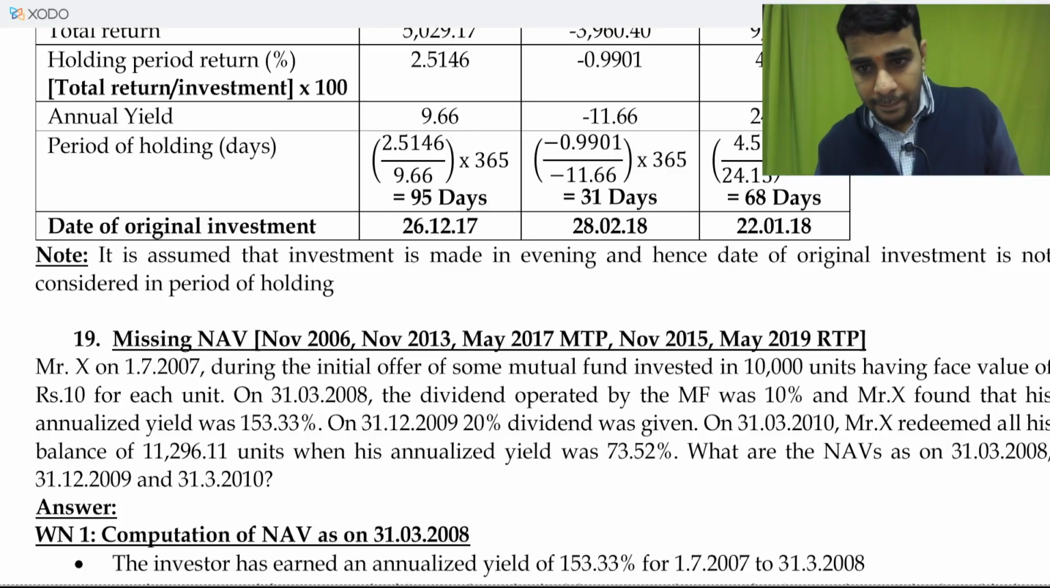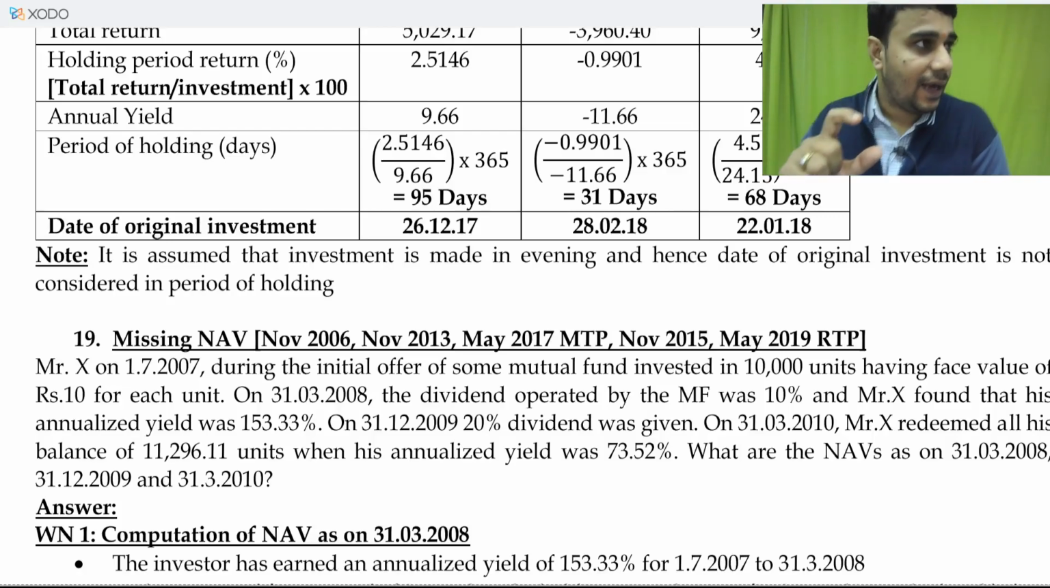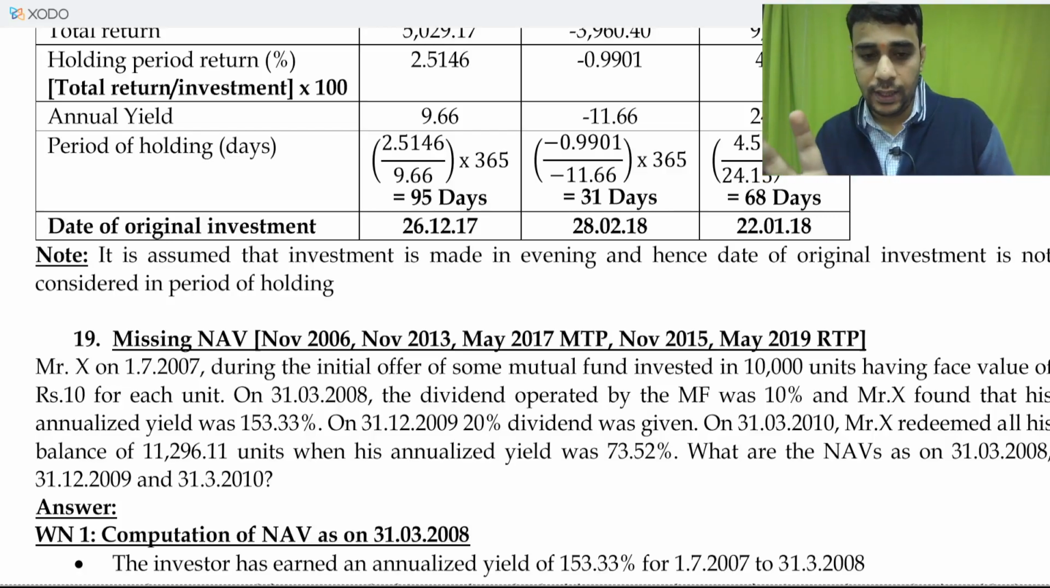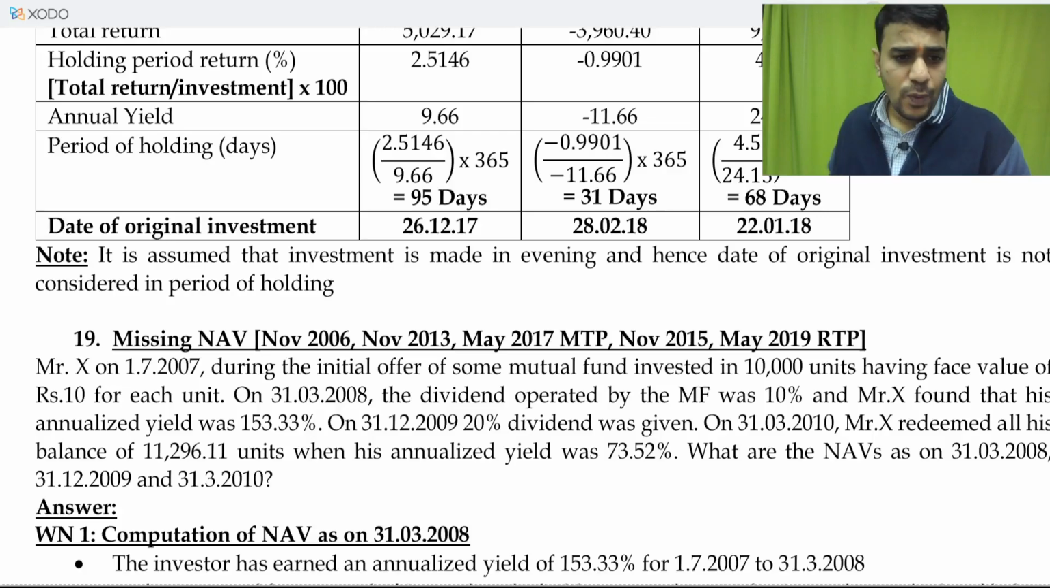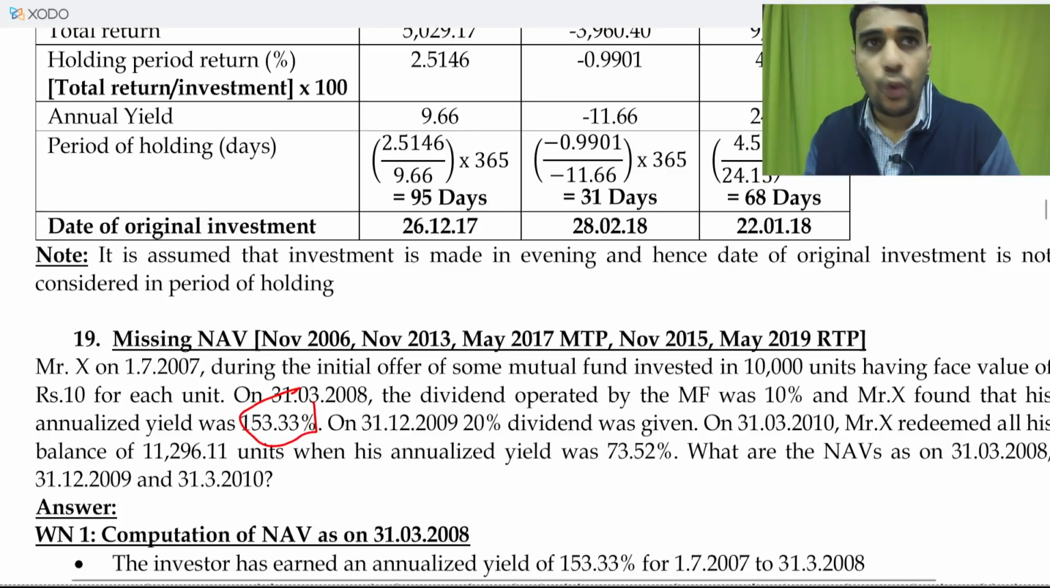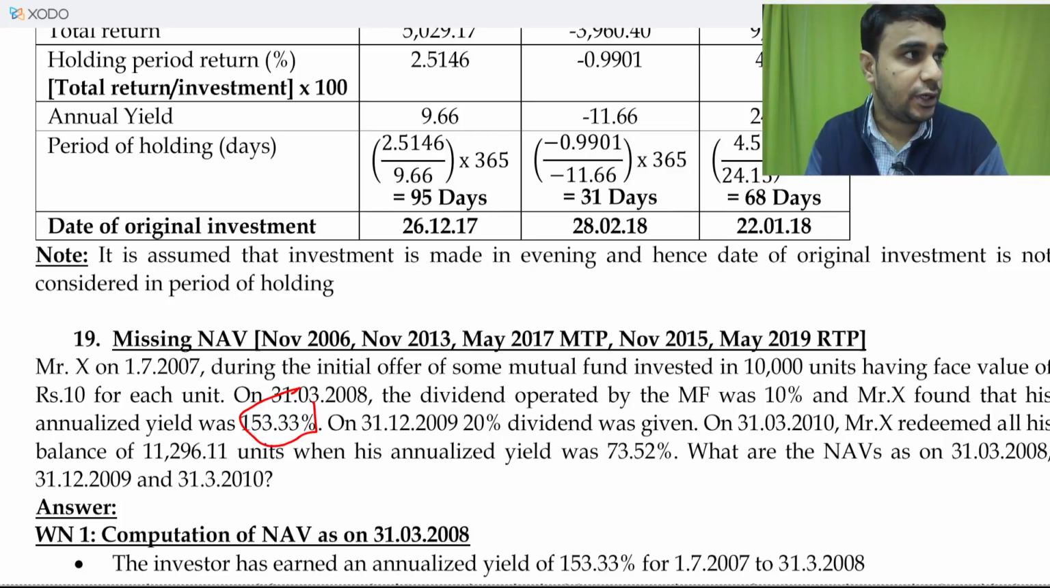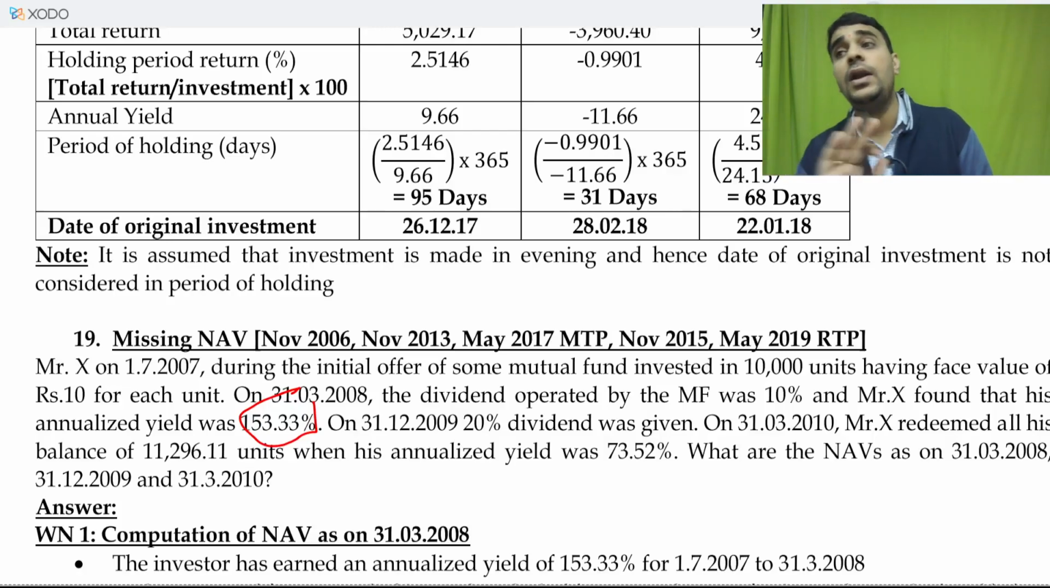Now listen, my initial investment is 10 lakh into 10 rupees. The annual return is 153.33. We'll convert the annual return into holding period return. Investment plus HPR is the closing value. Holding period return can be directly applied on the investment to get the closing value. Annual return cannot be applied.